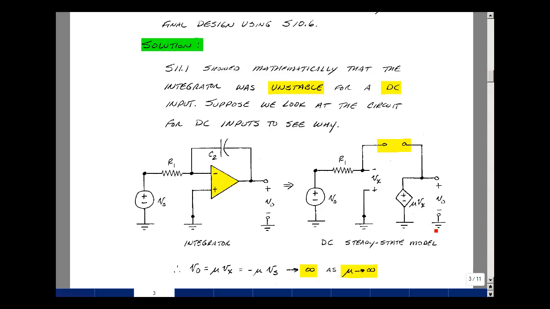Well, the output voltage is equal to mu times V sub x, but now there's no feedback to tell V sub x to shrink. So as mu approaches infinity, our product then approaches infinity. For any DC input, the circuit's going to be unstable.